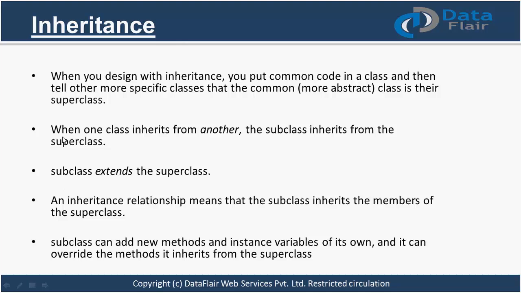Inheritance is something like this: let's say you have three classes and all three have the same code, or common code. What you can do is fetch that common code outside your classes and save it in a superclass. So you can save those members in a superclass. When one class inherits from another, the subclass inherits from the superclass. The class which inherits is called a subclass and the class which is inherited is called a superclass.